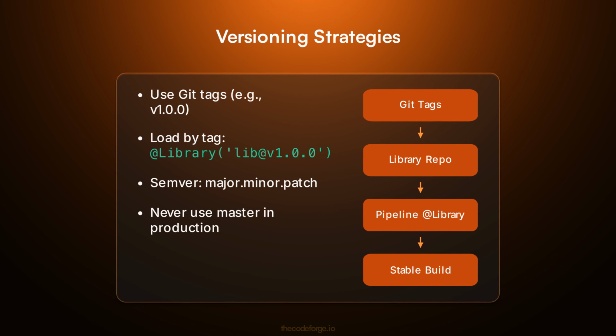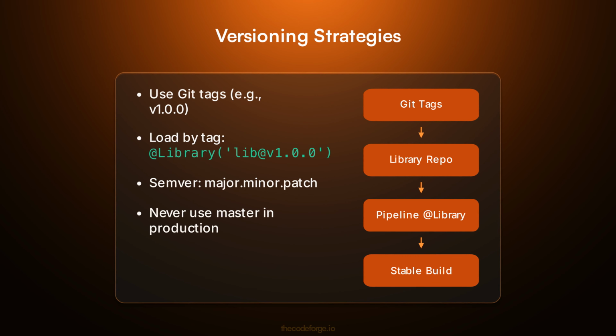Versioning is critical. Always use Git tags and load libraries by tag. Semantic versioning helps communicate breaking changes. Never load the master branch in production, as it changes unpredictably.